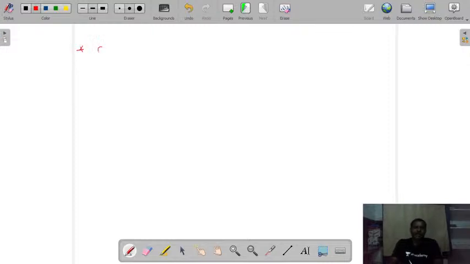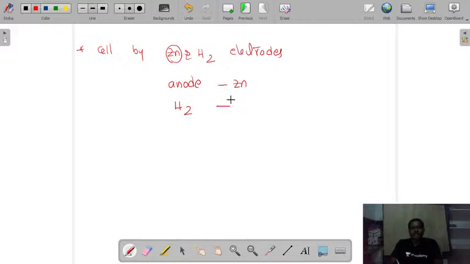Suppose a galvanic cell is constructed by zinc and hydrogen electrodes. Which one has the larger size? Zn has the larger size, so it has a high electropositive character and acts as the anode. Hydrogen acts as the cathode. So in this cell, which one acts as anode and which as cathode?